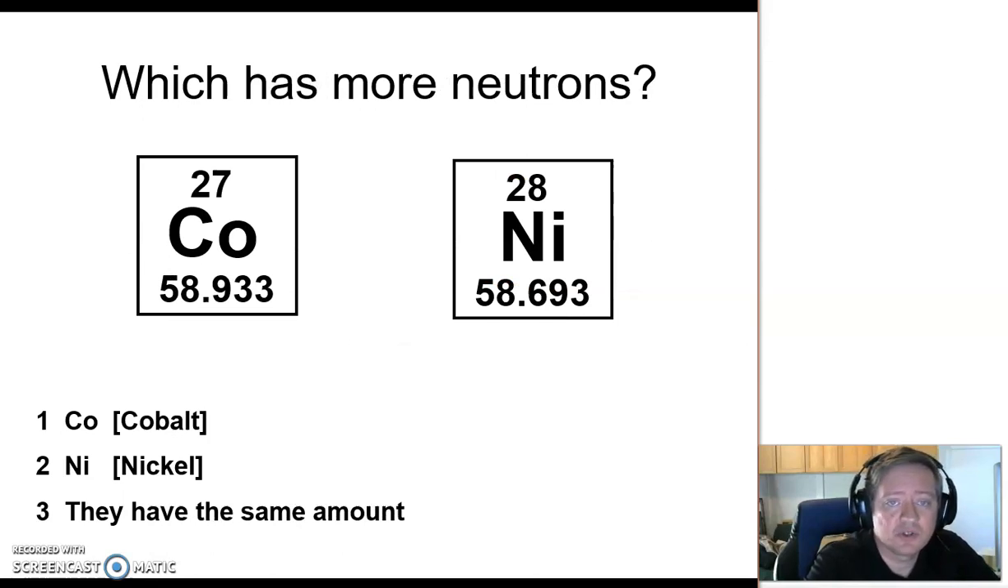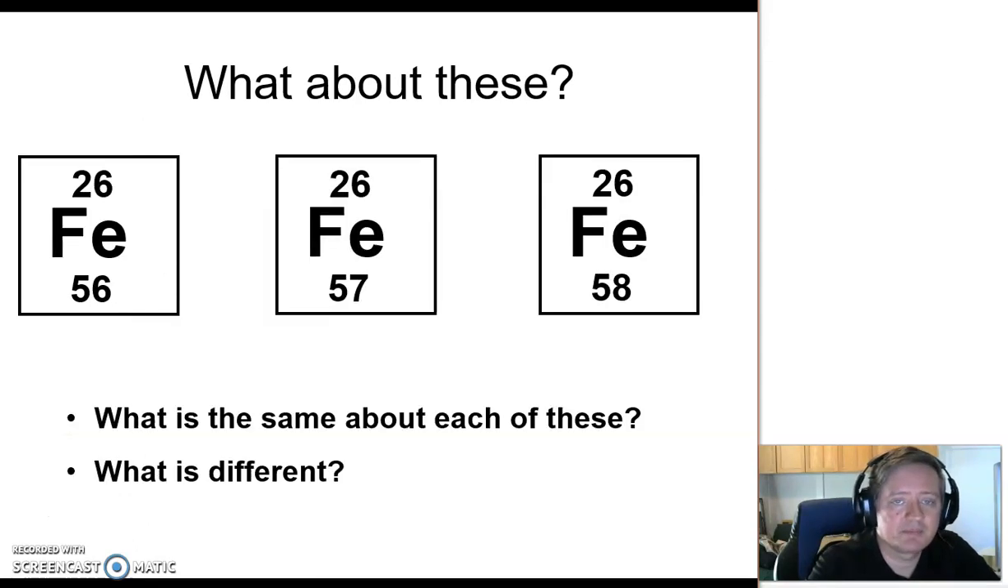So which one has more neutrons, cobalt or nickel? Think about it for a second. If you said cobalt, you're right, because cobalt on the bottom, that 58.933, rounds up to 59, so 59 minus 27 is 32. Nickel, that 58.693, rounds up to 59 as well, but 59 minus 28 is 31.